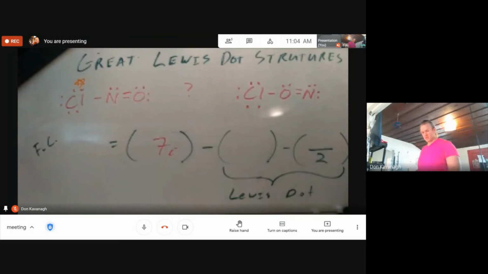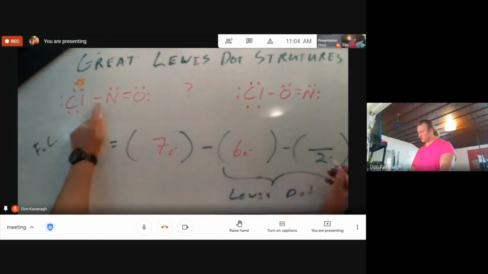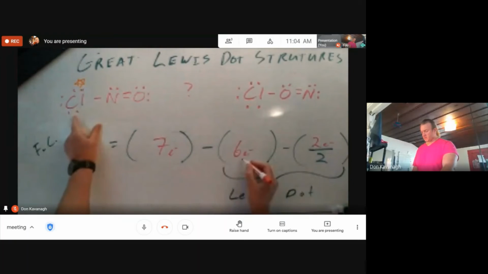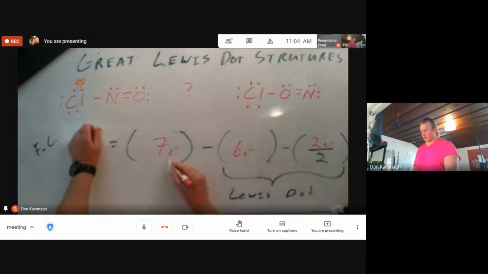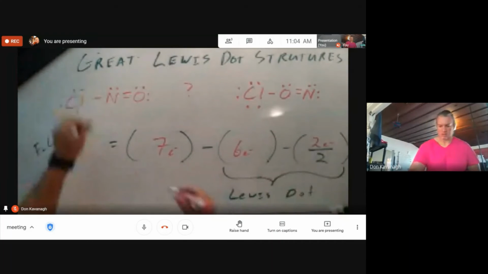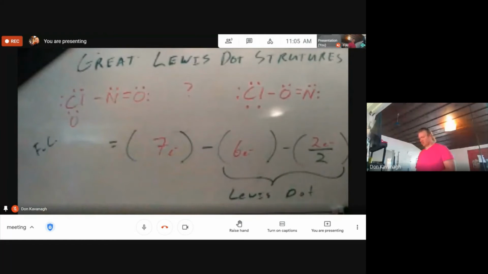So chlorine has 6 electrons in lone pairs. Chlorine has 2 electrons in bonds. 6 electrons in lone pairs, 2 electrons in bonds. So 7 minus 6 minus 1 is 0. So this chlorine has a formal charge of 0.